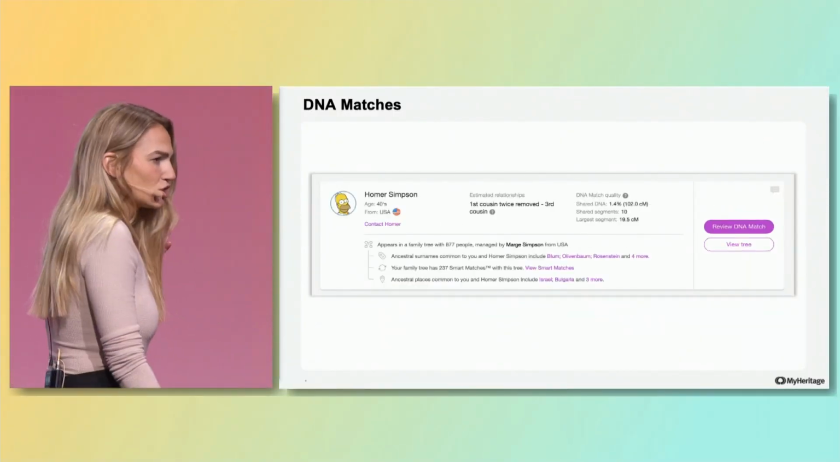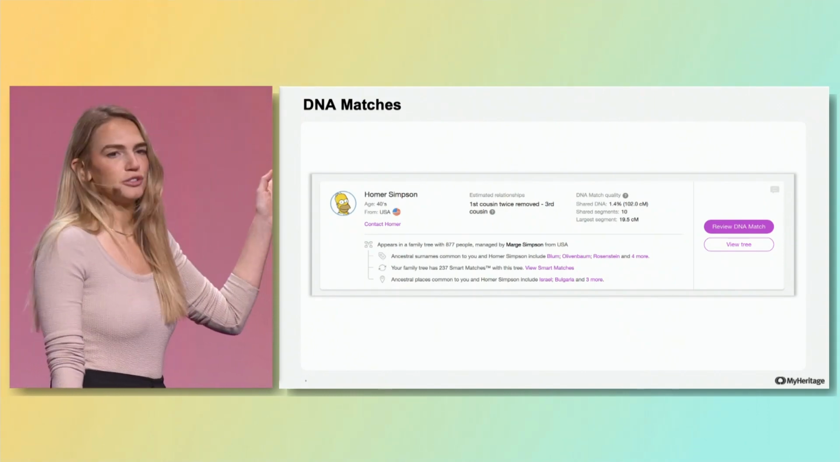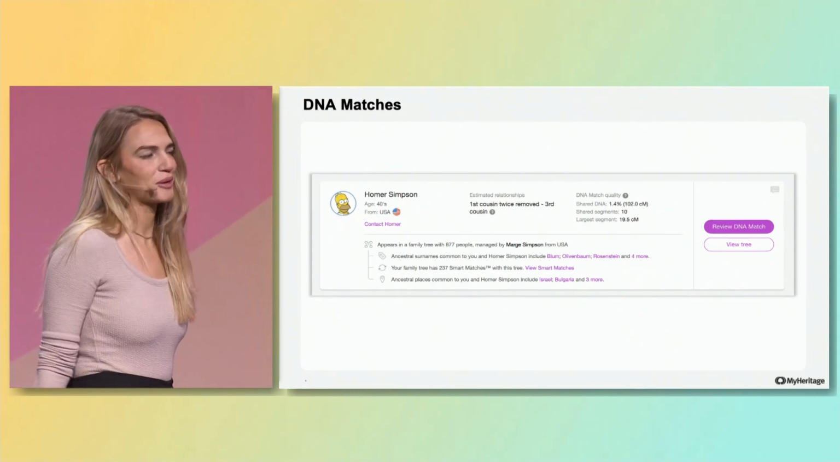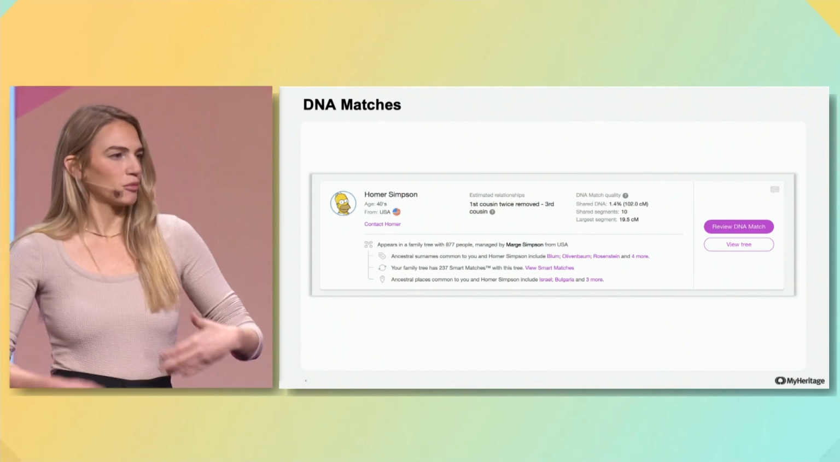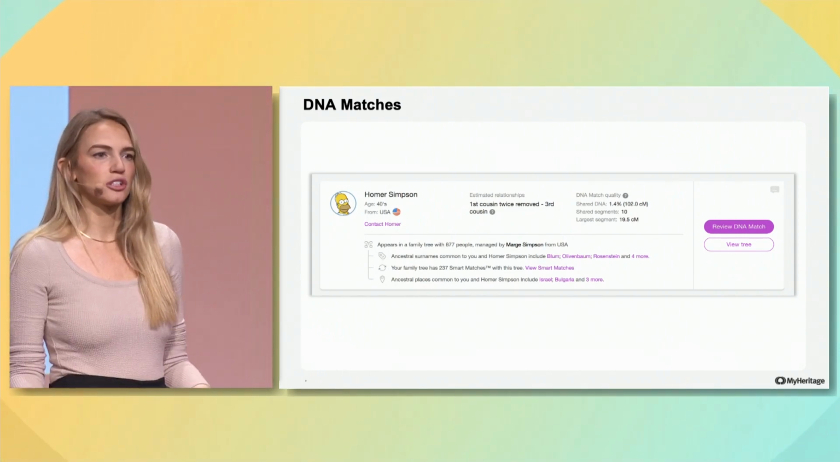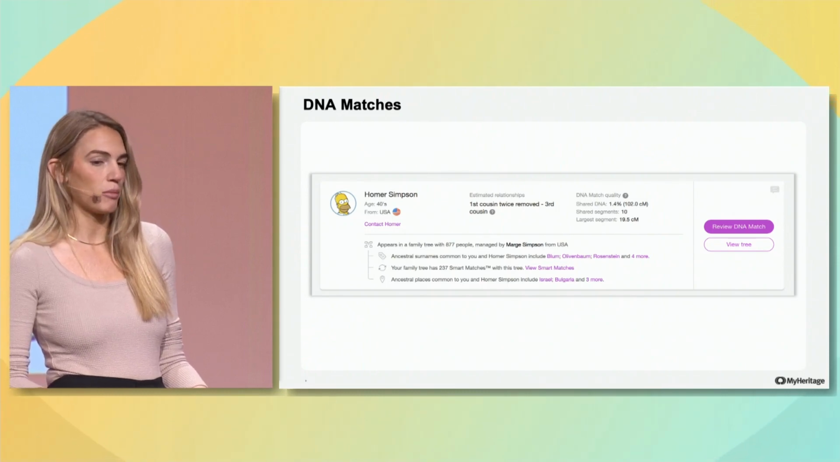So I got my DNA match. This is Homer. You will see him a lot today. And this is a match card. This is when I'm looking at my matches list. This is the first information that I see about my match.